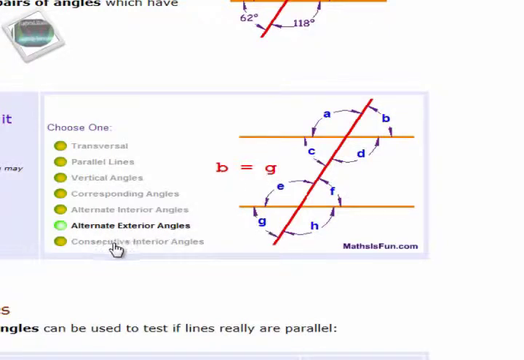And then finally we have consecutive interior angles, which is C plus E is equal to 180 degrees, D plus F is equal to 180 degrees. So essentially, those are all the topics covered under parallel lines.